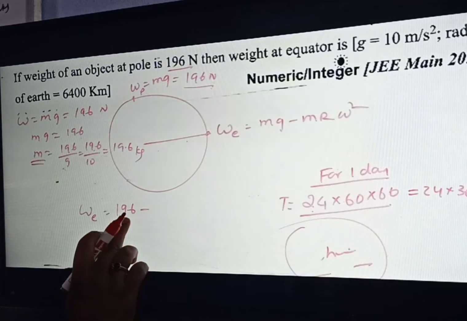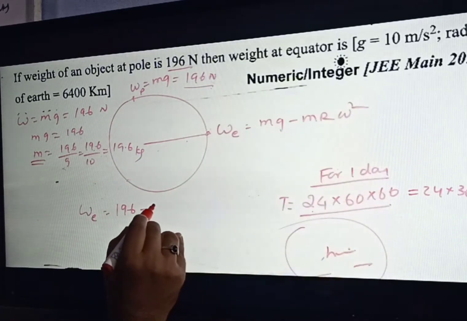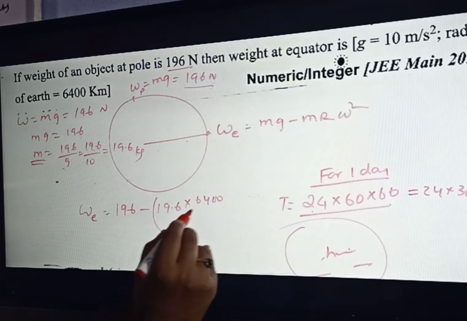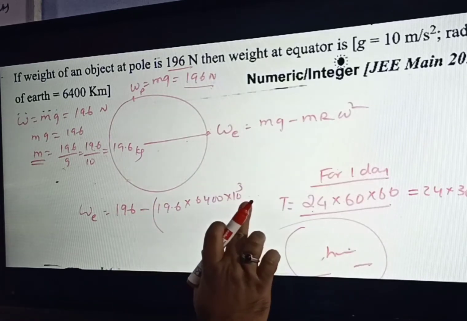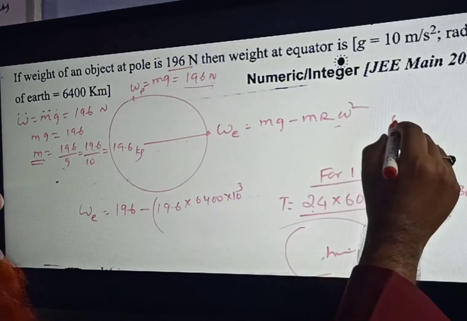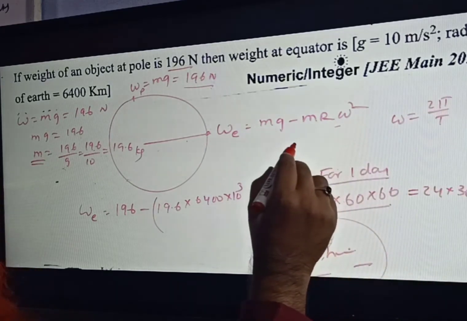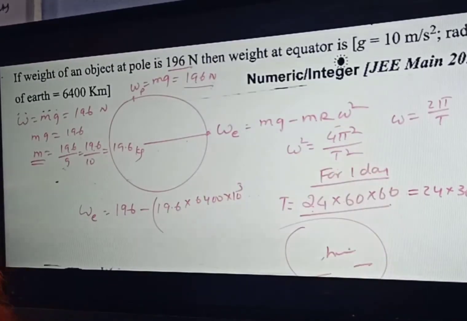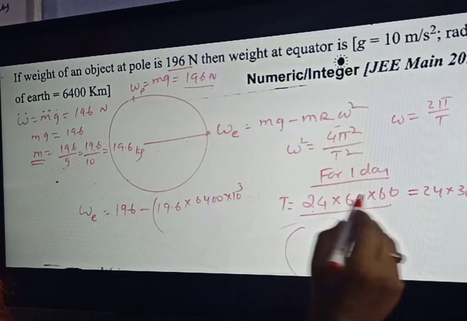So weight at the equator is 196 minus mR omega square. What is m here? 19.6. And what is the radius? Radius is 6400 kilometers, which you convert to meters. Then after that, omega you have to write. What is the value of omega? Omega is nothing but 2 pi by capital T. Therefore, omega square will become 4 pi square by T square. The value of T is this much.